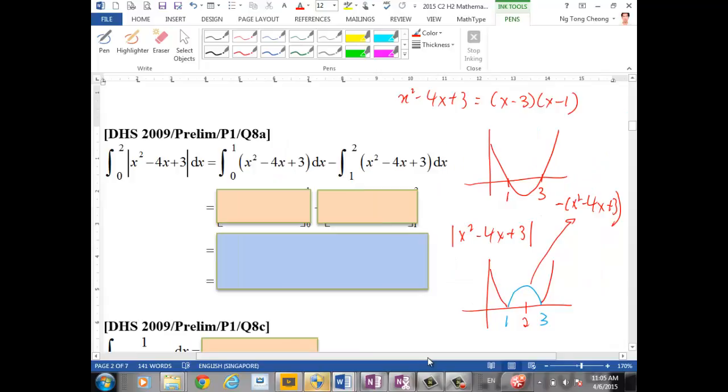Okay, so I hope you got the technique right. So whenever you have integral modulus function, what you can do is get the two graphs drawn, one without the modulus, one with the modulus. Then compare them, and then from there split your integral accordingly. Once you have split accordingly, then you just do as per normal.